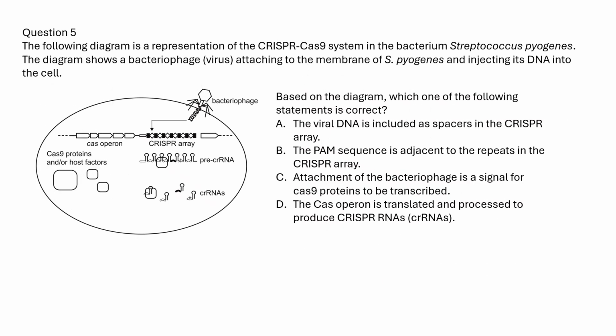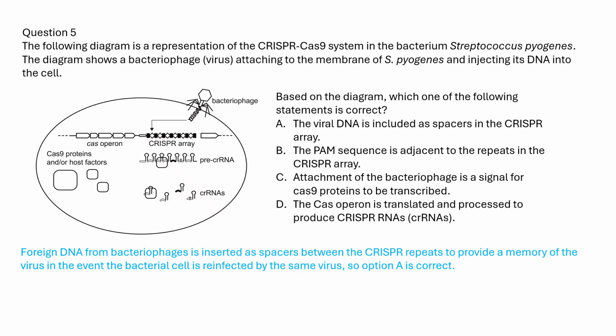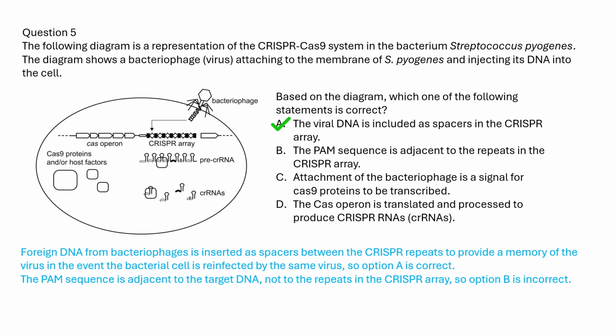A bacteriophage, virus, attaches to the membrane of pyogenes and injects its DNA into the cell. The CRISPR-Cas9 system defends against this virus by incorporating foreign DNA from bacteriophages as spacers between CRISPR repeats. This provides a memory of the virus, so if the same virus reinfects the bacterial cell, it can be recognized and targeted.